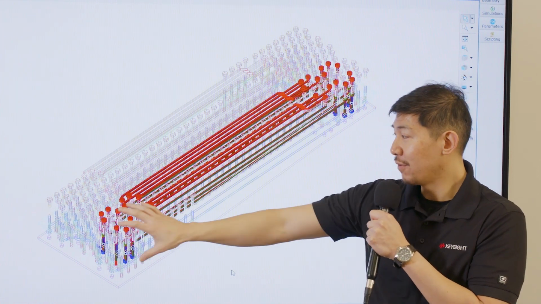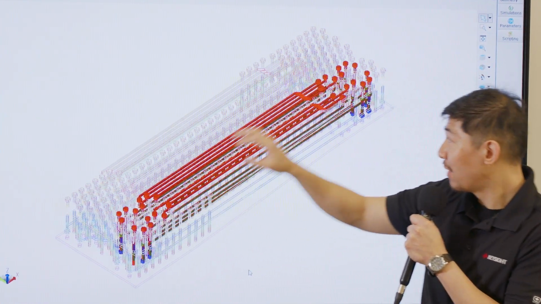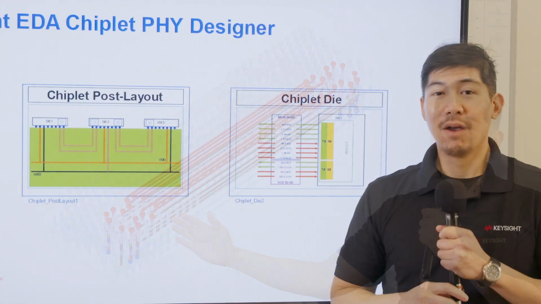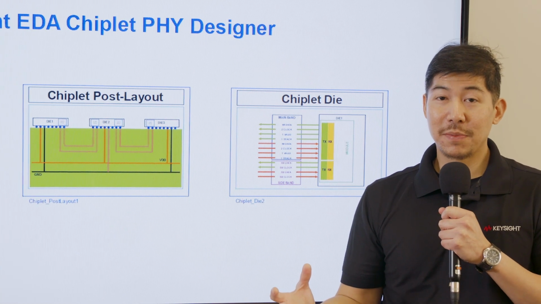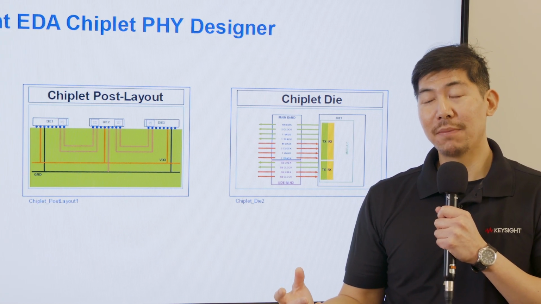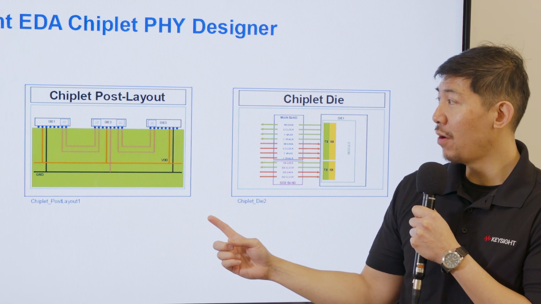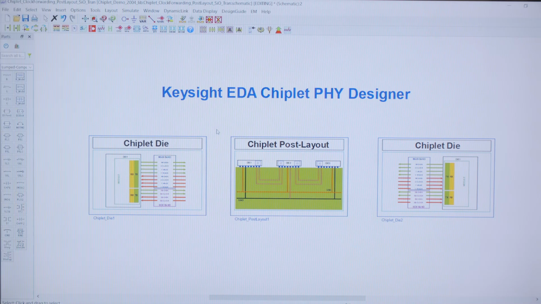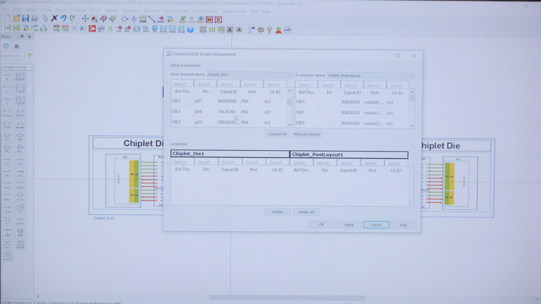On the bottom left will be your die 1, on the top right will be your die 2, and this is the interconnect between them. Once the 3D EM model has been captured by SI Pro, it can be put back into the chiplet post layout component. Then we can make the connections. To make the connection, it's very simple. You will click on the wiring button, click on the die, and the interconnect. All 64 of these connections can be connected with one click.